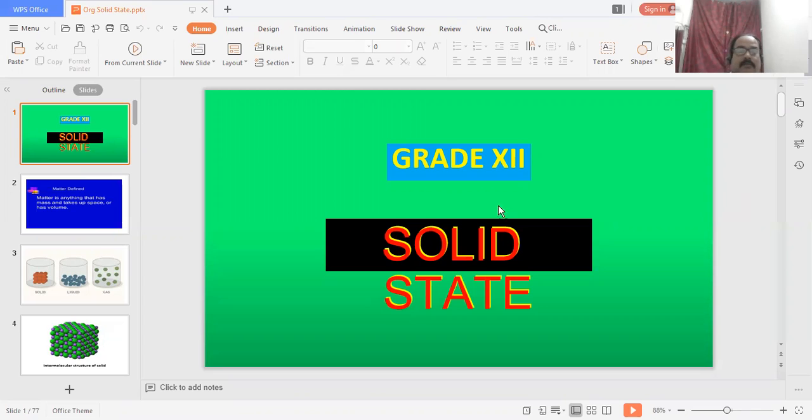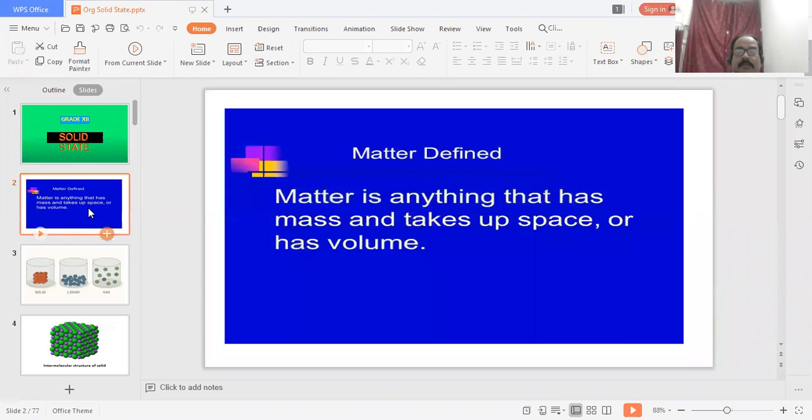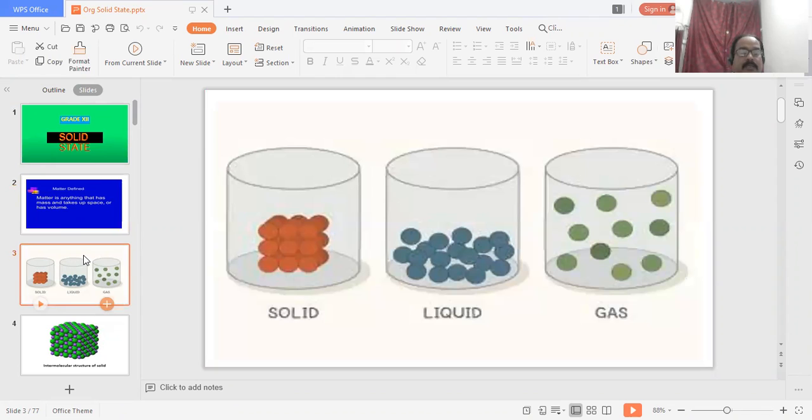Today we start the first chapter, solid state, and some basic information about solids, especially the first slide, matter. According to the definition, matter is anything that has mass and takes up space or has volume, or any type of thing we can identify with our five senses. Physically, matter is divided into solid, liquid, and gas.